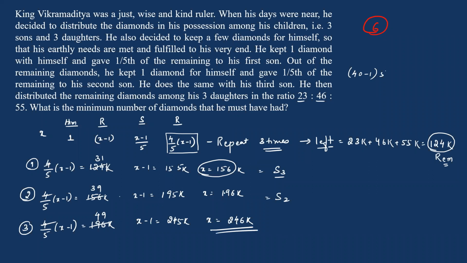So what is the minimum number of diamonds you should have? If you observe, these are odd numbers. So the minimum value of k has to be 1. Clear? So therefore, the minimum number of diamonds you should have is 246. Right? So let's move to the next question. So definitely doable questions.